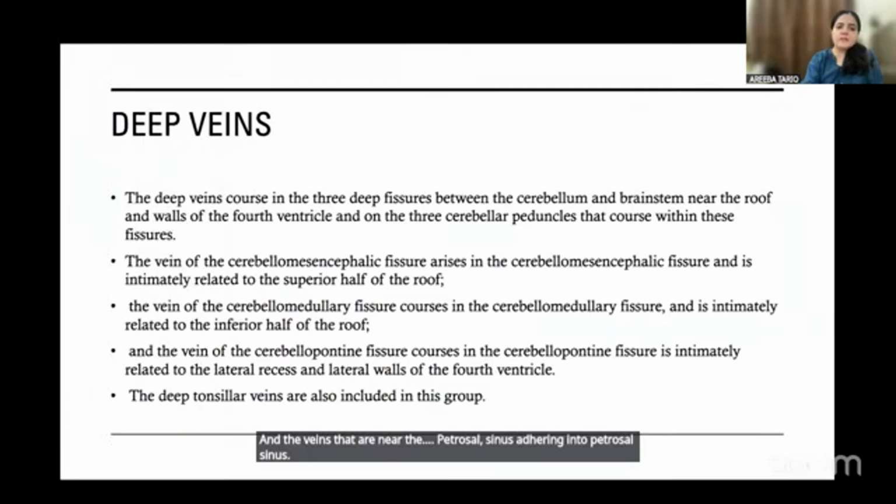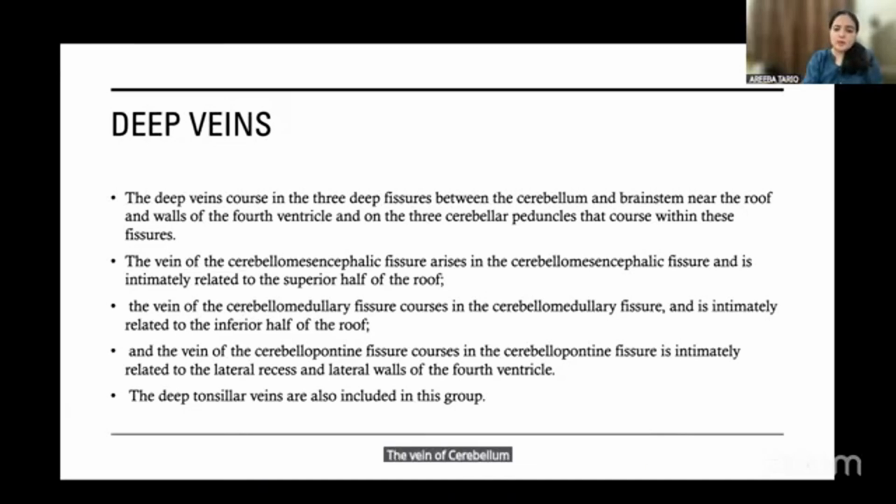Now, the deep veins are the veins that run in the fissures between the cerebellum and parts of the brainstem. So the vein of the cerebellomesencephalic fissure arises in the cerebellomesencephalic fissure and is intimately related to the superior half of the roof of the fourth ventricle. The vein of the cerebellomedullary fissure courses in the cerebellomedullary fissure.